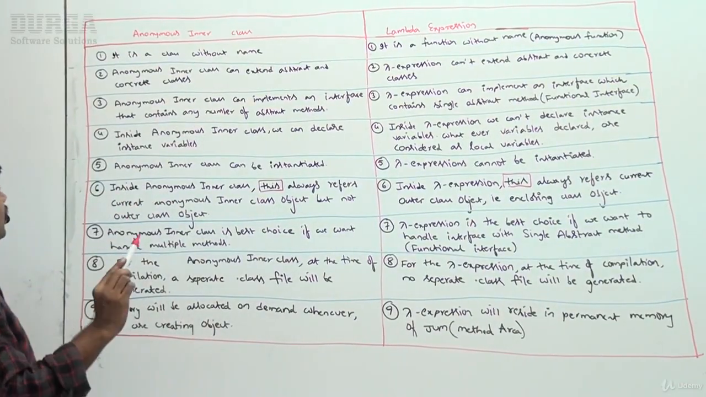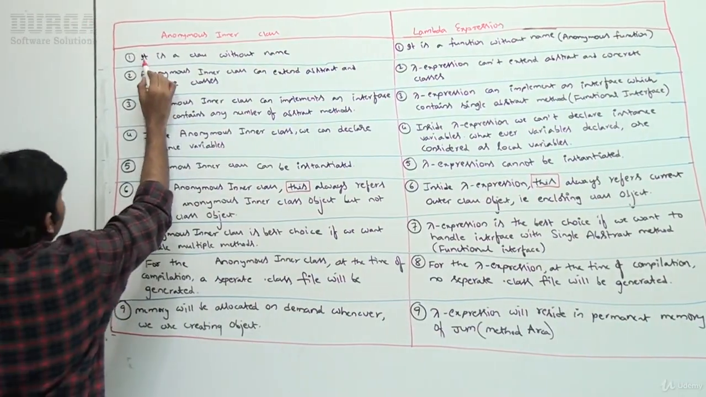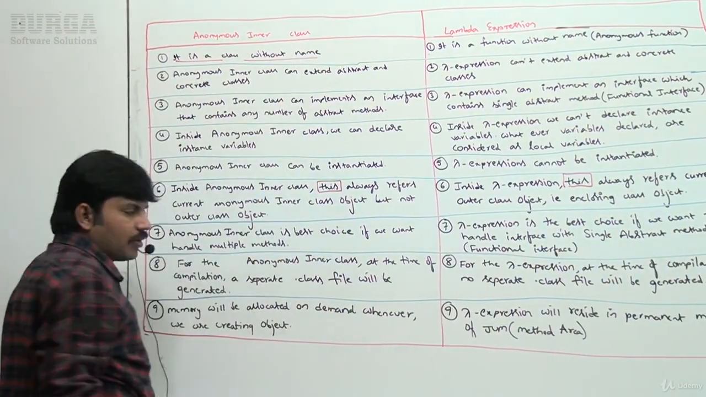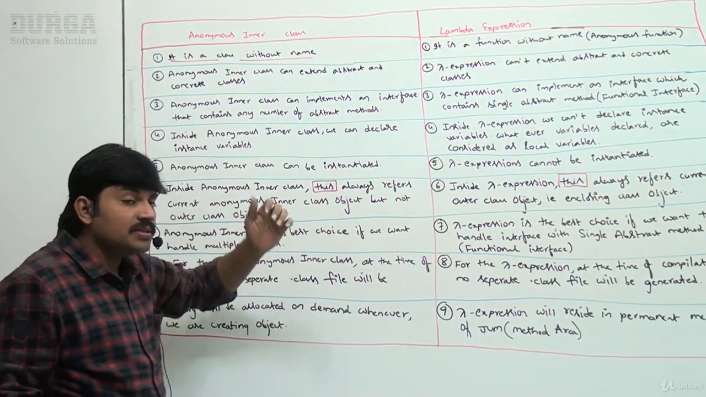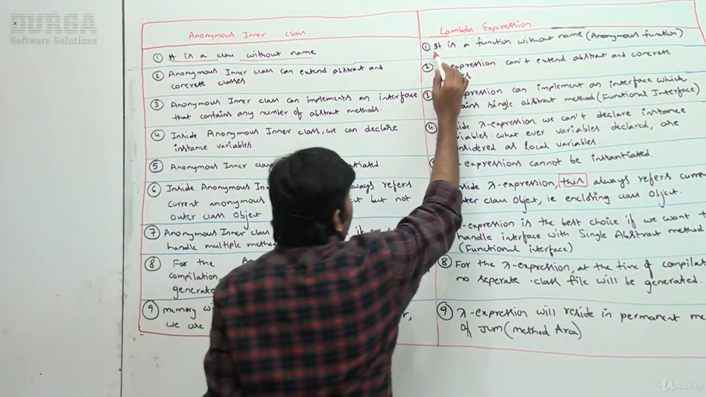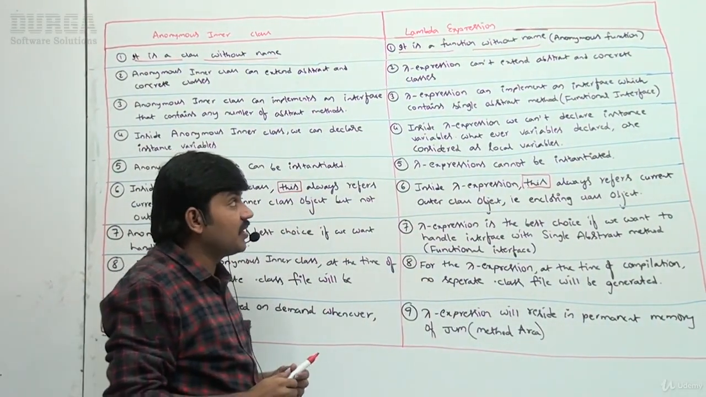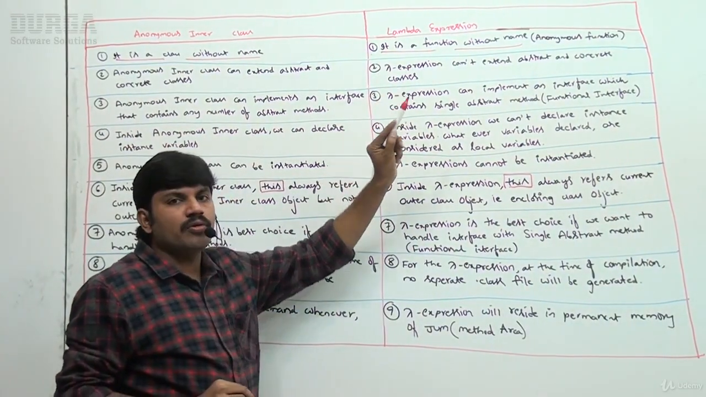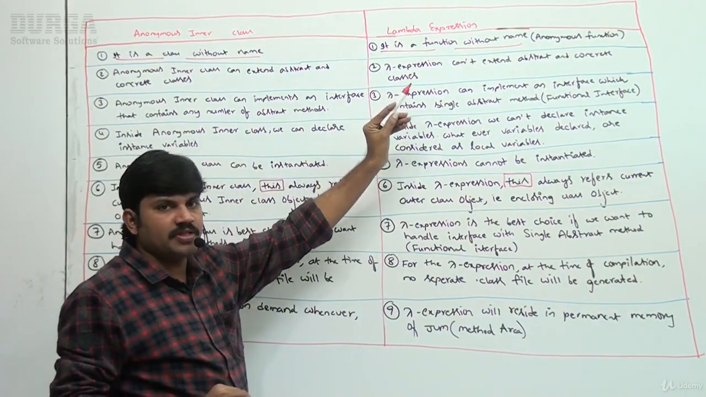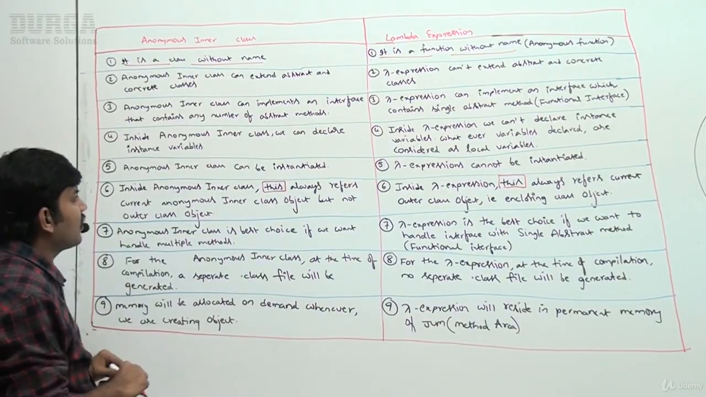Sir, first point, observe what is an anonymous inner class. It is a class without a name. But what is a lambda expression, sir? It is a function without a name. Such types of functions are by default considered as what? Anonymous functions. Have you remembered? A function without a name itself is a lambda expression. A class without a name itself is an anonymous inner class.